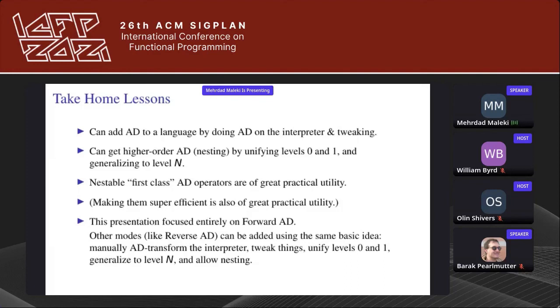This presentation focused entirely on forward AD, but we could use the same idea for reverse mode by manually AD-transforming the interpreter, unifying levels 0 and 1, and generalizing it to level n, allowing nesting. Thank you for your attention.